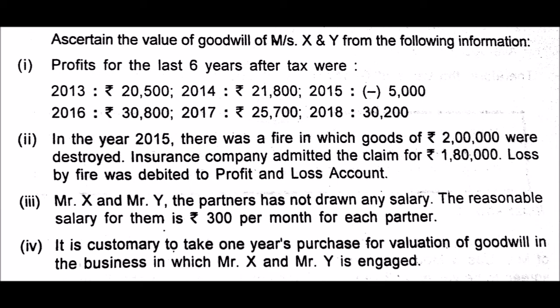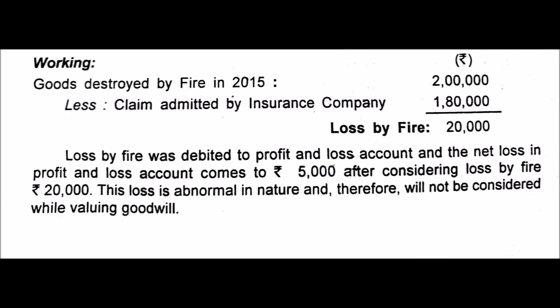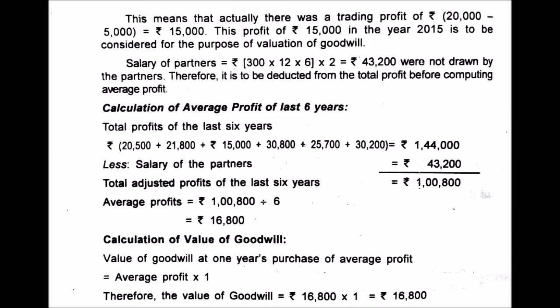Number 4 says it is customary to take 1 year's purchase for valuation of goodwill in the business in which Mr. X and Mr. Y are engaged. So you will take number of years purchase, that is 1. Now if you look at the solution, the first adjustment we did is regarding the final profit of 2015, that is minus 5,000 plus 20,000, so it comes up to be 15,000 in the year 2015. The next adjustment is with regard to the salary to the partners for all the 6 years, 300 into 12 into 6 into 2.